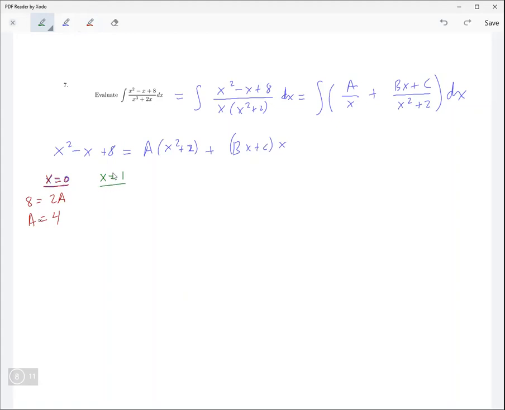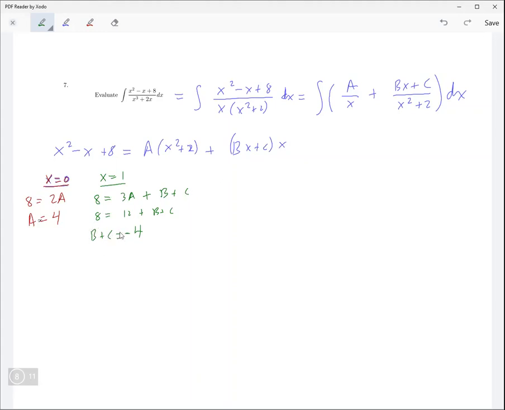If you plug a 1 in, then oh great, this is 1 squared, which is 1, minus 1. That cancels, so you just get an 8 on the left-hand side again. On the right-hand side, if you plug a 1 into here, that's going to be 3A. And over here, if that's 1 and that's 1, then you're just going to be B plus C. And then A is 4, so that's 12. So you have B plus C equals negative 4, because this 12 goes over here as a negative 12.